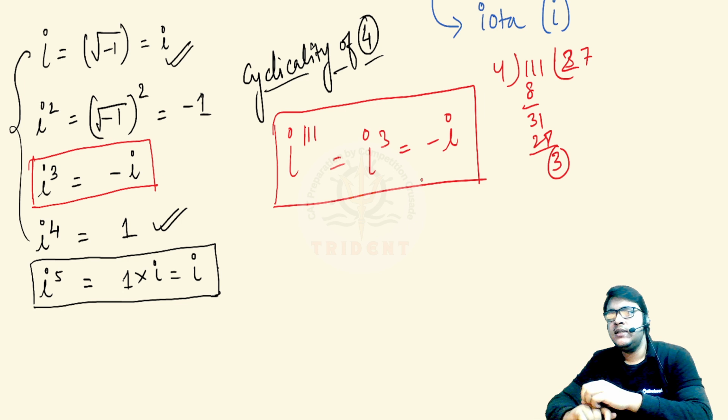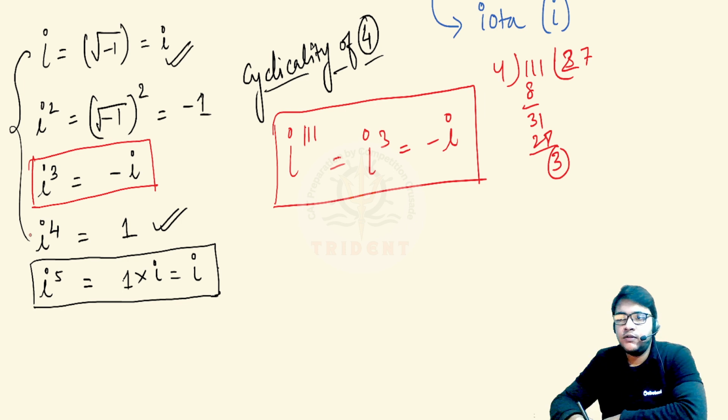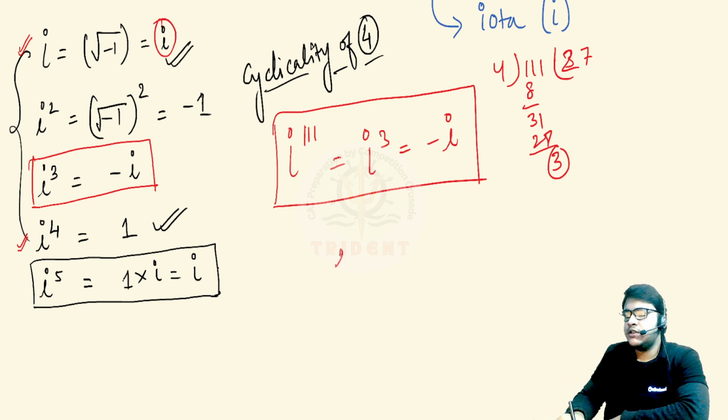Now please understand, i raised to the power 4 will have no remainder. i raised to the power 1 will have this thing. Okay, let's check for it. Let's say I want to check for i raised to the power 5 only. Let's do i raised to the power 5.